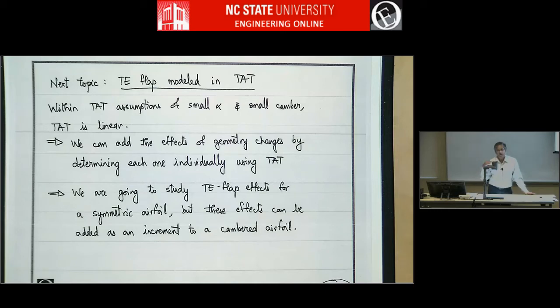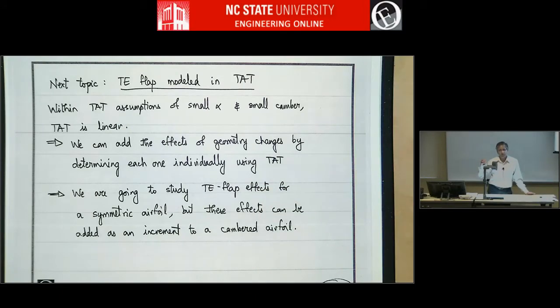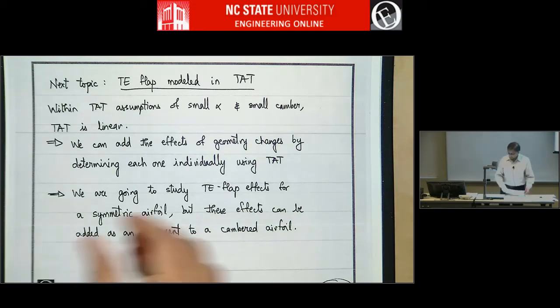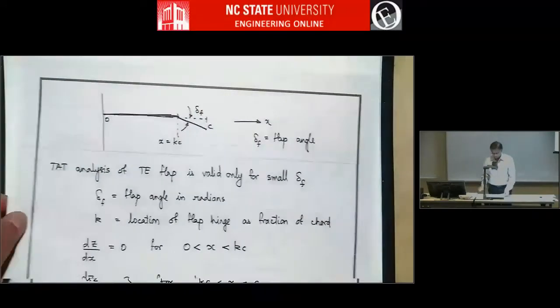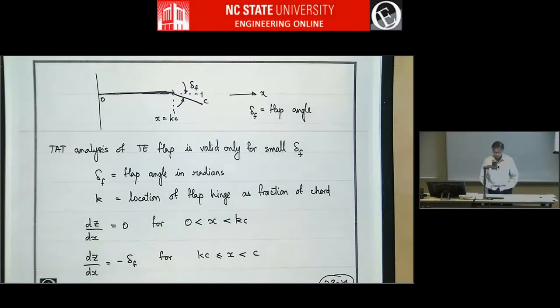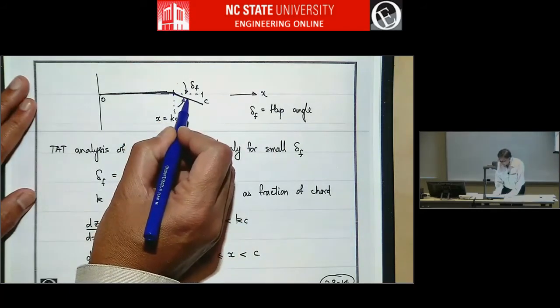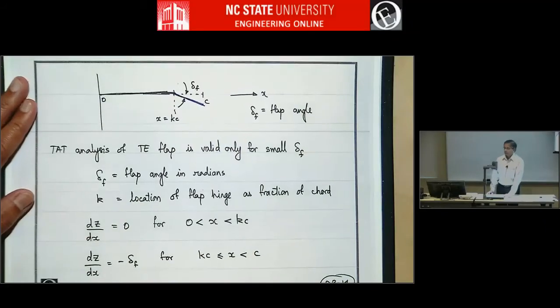So we'll study the trailing edge flap effects for a symmetric airfoil, but because you can add stuff up, the deltas that you get for flap for a symmetric airfoil, you can add that to any cambered airfoil and the same delta will apply. So because of that, we'll take a symmetric airfoil. It makes life a lot easier, and we'll just study the effect of a flap for a symmetric airfoil.